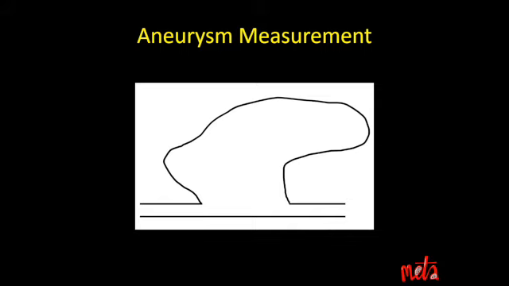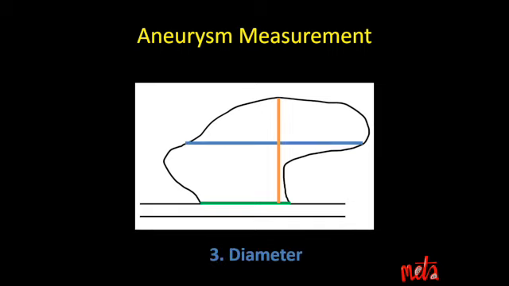Now measurements, this time in more irregular aneurysms. So again, the neck is defined as the space between the aneurysm itself and its underlying vessel, shown here in green. Perpendicular to this, extending from the neck to the dome of the aneurysm sac, is the height of the aneurysm, shown here in orange. And again, the longest perpendicular measurement to this is the diameter, which is the final measurement we're asking to record, which is shown here in blue.